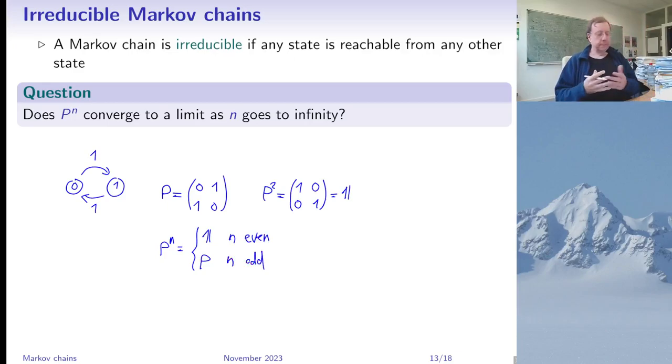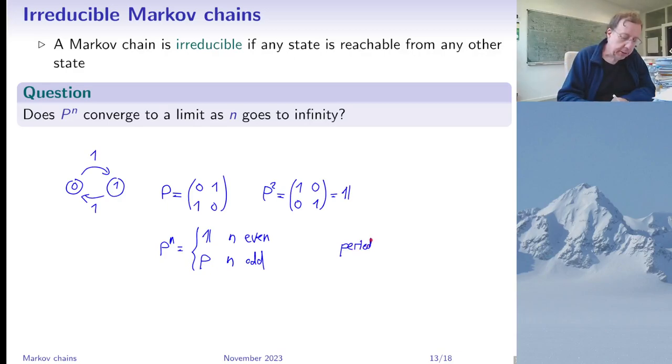And so here I have something that prevents P to the n from converging to a limit, because it oscillates between two states. And actually what we say here is that this Markov chain has period 2. So that's one thing that prevents convergence of P to the n.